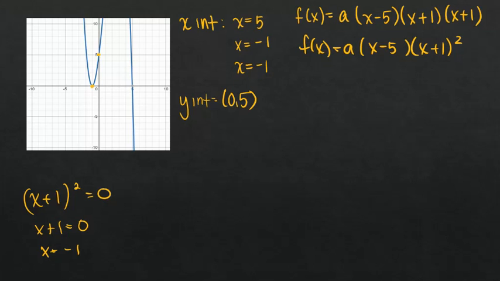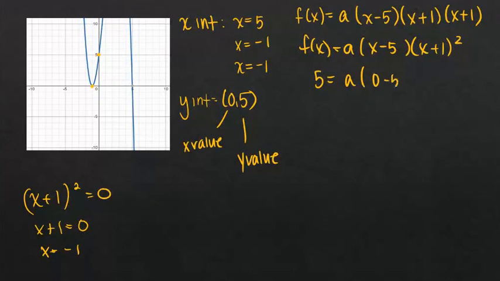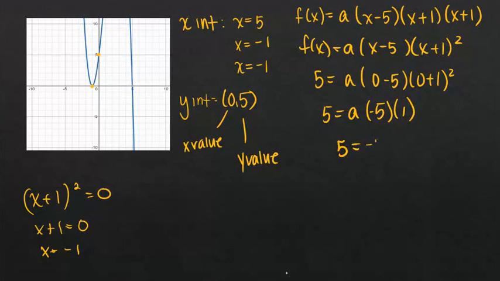All right. And so the rest of the process is the same. I know that this is going to be my x value. I know this is going to be my y value. And so my y value is 5. I have a, and I know my x is 0. So this is -5 and a +1. So 5 equals -5a. A is -1.